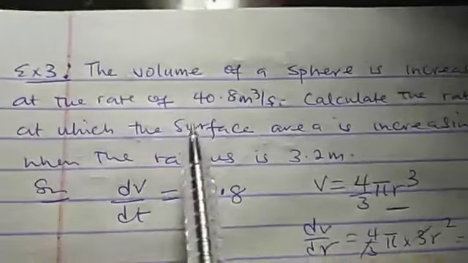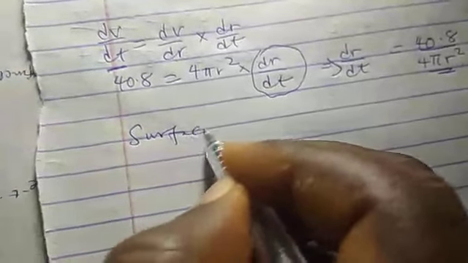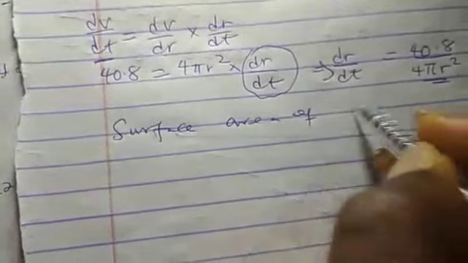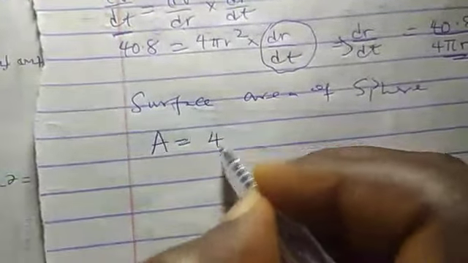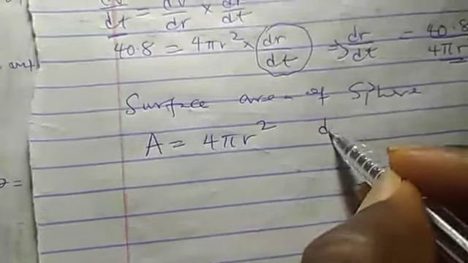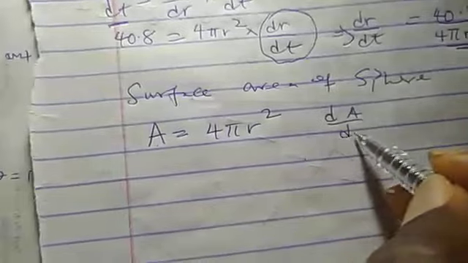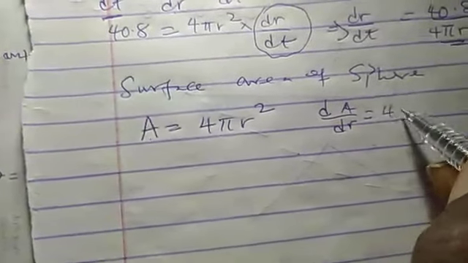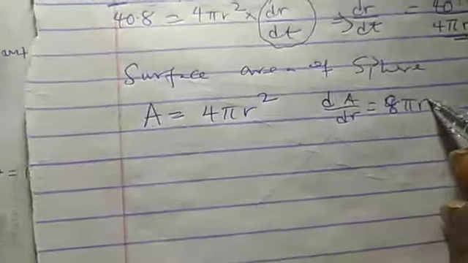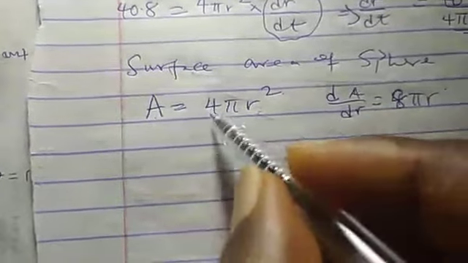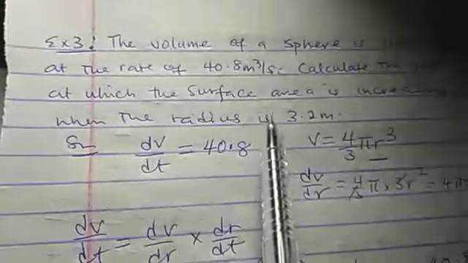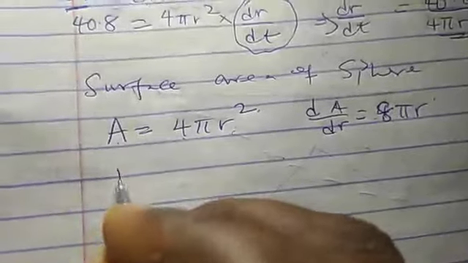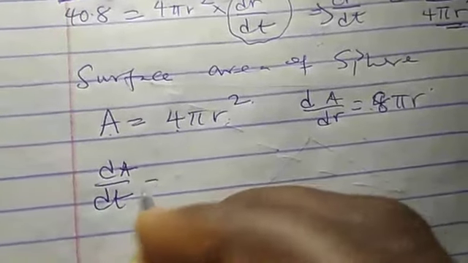Calculate the rate at which the surface area is increasing. What is surface area? Surface area of a sphere. We know that the surface area of a sphere, or simply area, is 4πr squared. I need to differentiate this as well, so that dA/dr is 8πr. If I differentiate, r squared will be 2r, and that will multiply 4 to give me 8. But what they asked me to find is the rate. It's the rate that I'm looking for, the dA/dt. That's what I'm looking for.